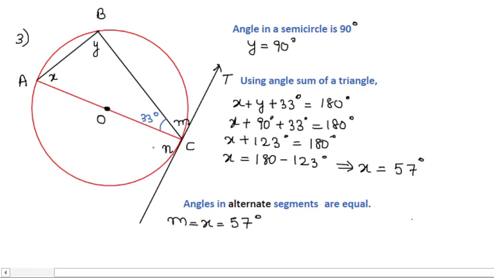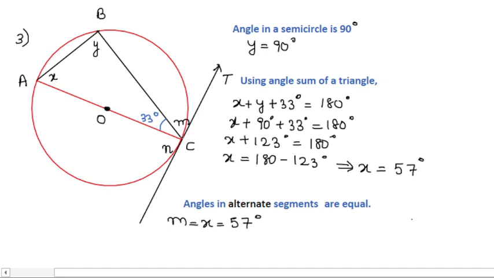Similarly, n is the angle between this tangent and radius. So the angle between tangent and radius is always 90. So we know n is 90 degrees. We can also use this previous theorem which says the angle between a tangent and a chord. Diameter is always a chord.